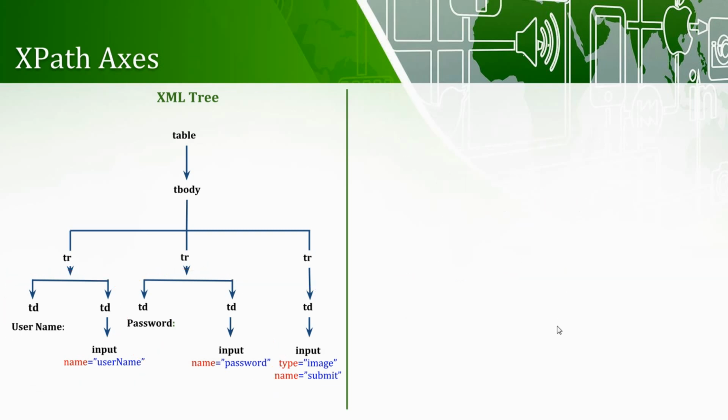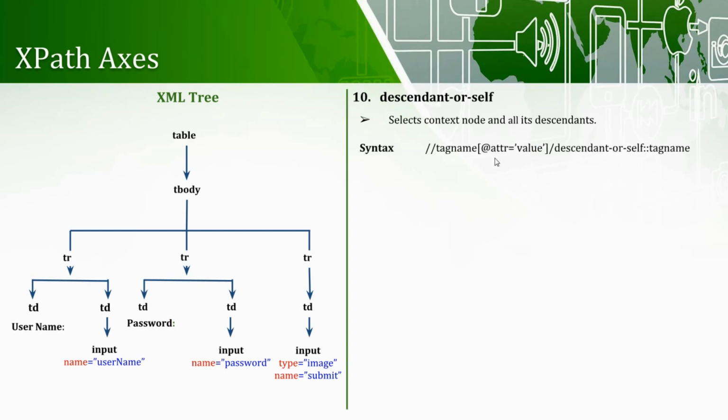Now we will see the other version of descendant, that is descendant or self. In this we select the context node and all its descendants, similar to ancestor or self. Syntax: /tag name[@attribute='value']/descendant-or-self::tag name. Let's consider an example. In the example I am saying /tbody, which is this node. Then I am saying tr. Since I have not specified the index, all the 3 tr will be selected.